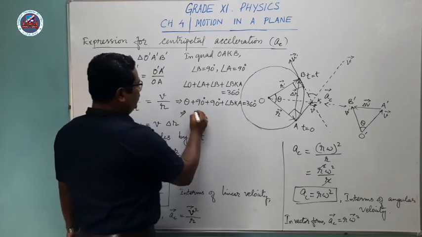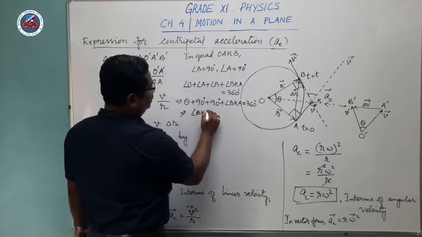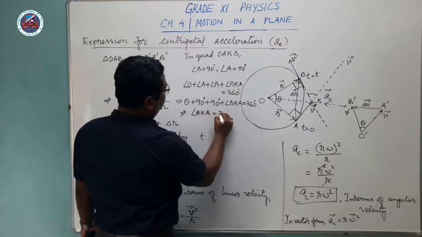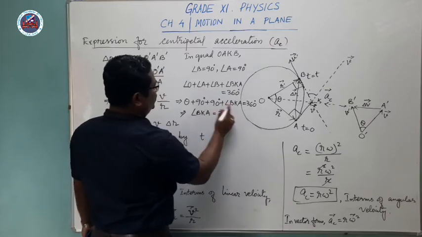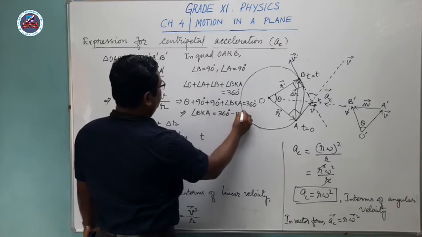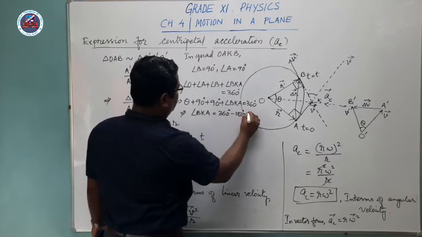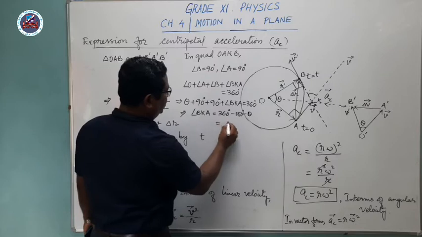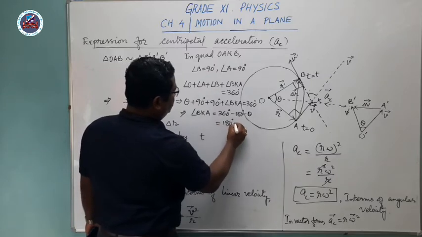So if I take this angle BKA, you can see this is 360 minus 180, if I bring this side minus 180, plus theta will become minus theta. So you will get here 180 minus theta.